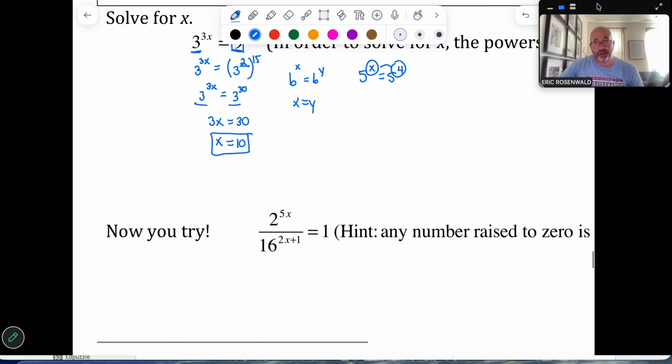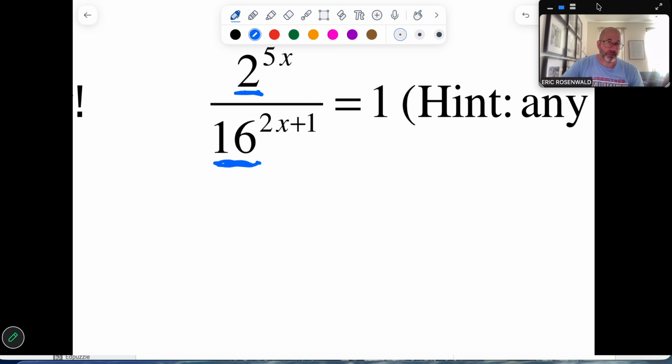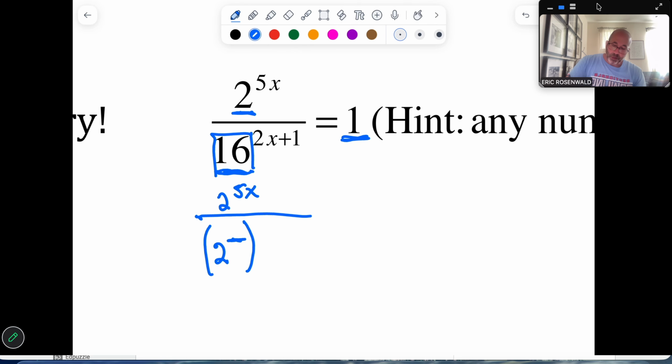Okay? So now you try. All right, well, again, pause it if you want to, but let's see if we can work with these. You ready? We've got a 16 here, and I've got 2 here. I want to try to get the bases to be the same so we can work with them. Same thing with this 1 right here. So here's what we could do. I have a 2 to the 5x. Let's see if we can get the 16 to be 2 to some power raised to the 2x plus 1. And let's see if we can get this 1 to be a 2 to some power as well.